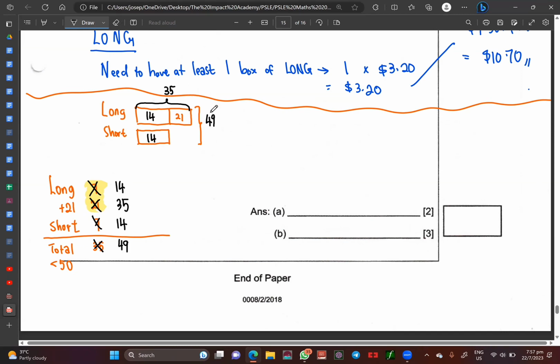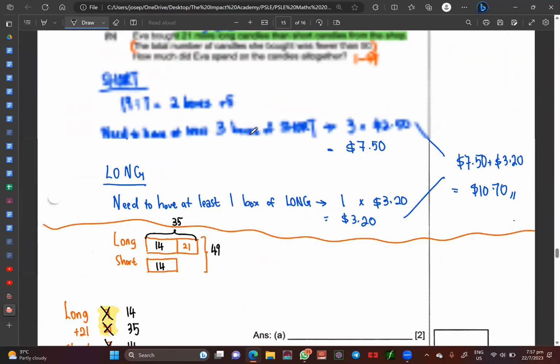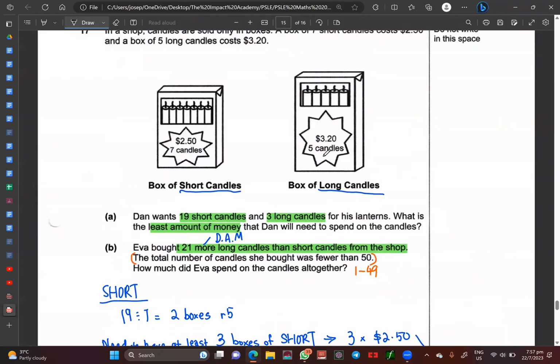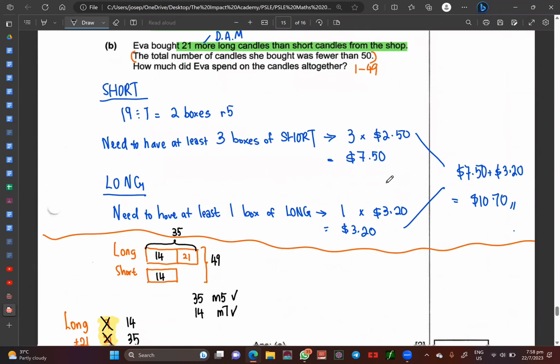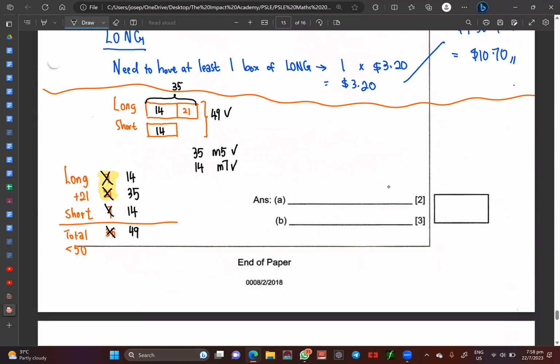Now let's ask ourselves, is 35 a multiple of 5? Yes. Is 14 a multiple of 7? Yes. Very good. And is it below 50? Yes.